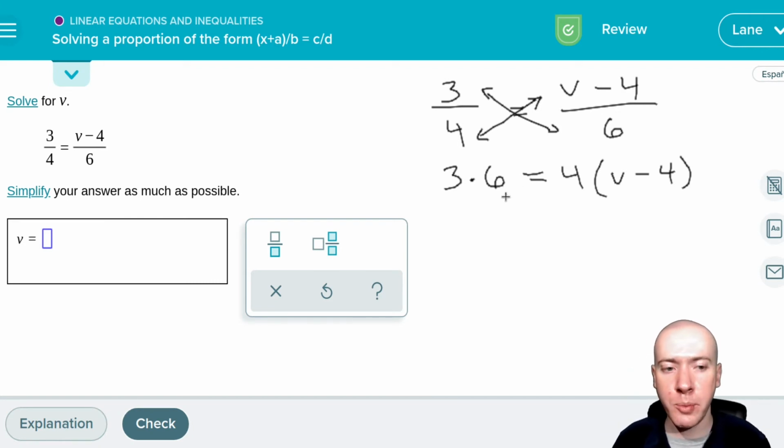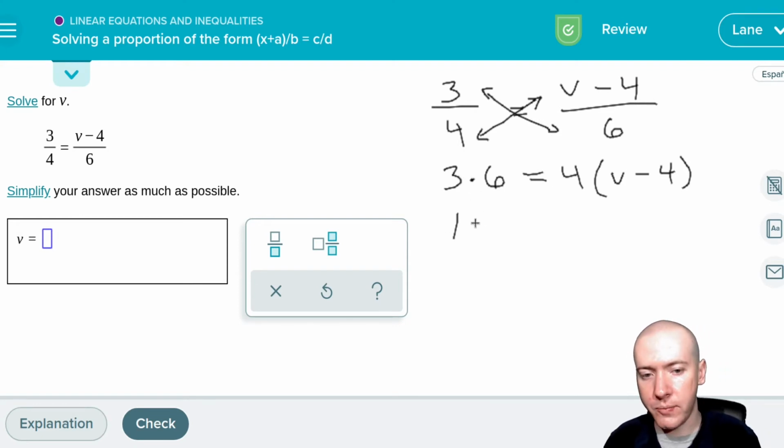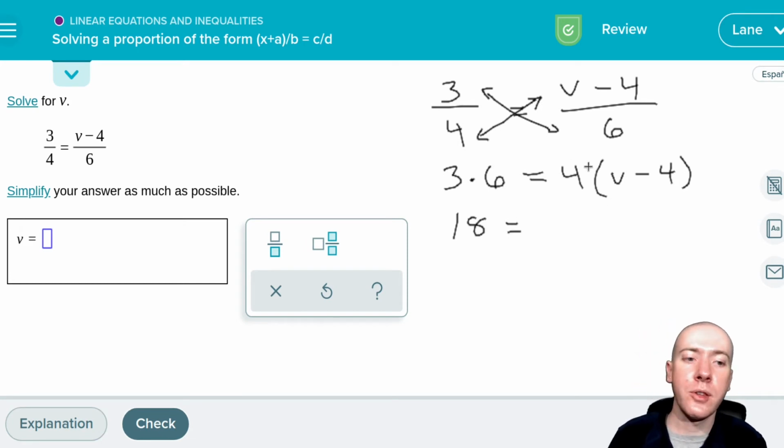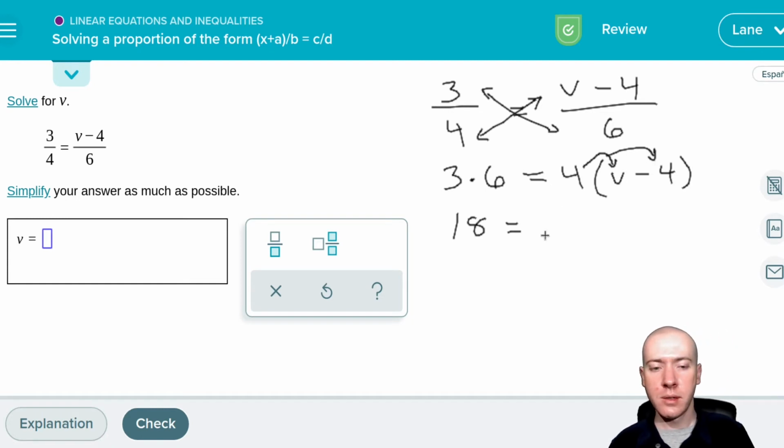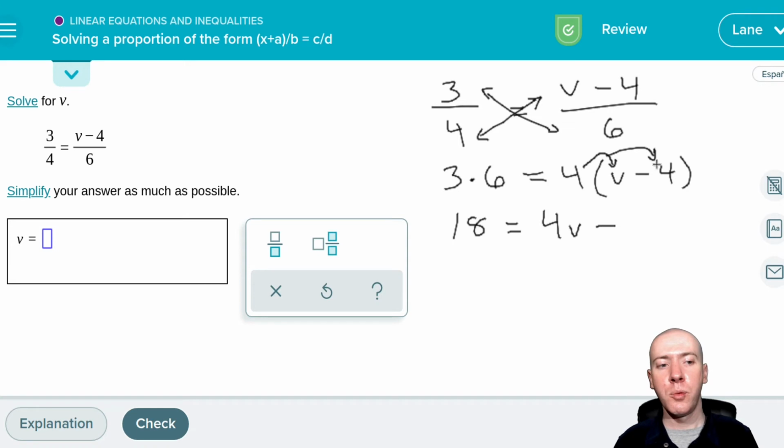Okay, in our next step, we need to do some simplifying. The left-hand side says 3 times 6, and so what is that? That's 18, right? On the right-hand side, we can distribute this 4. We can multiply 4 times v, that's just 4v. Then we have a minus sign. And then what is 4 times 4? 16. So that goes here. All right, now we need to solve this equation for v.